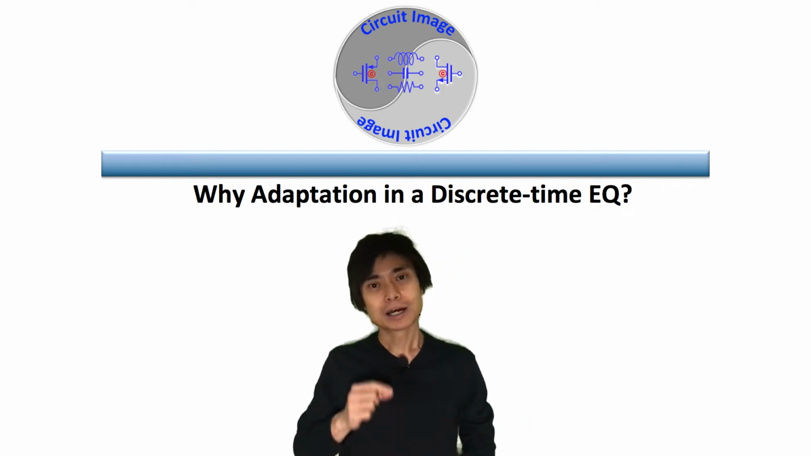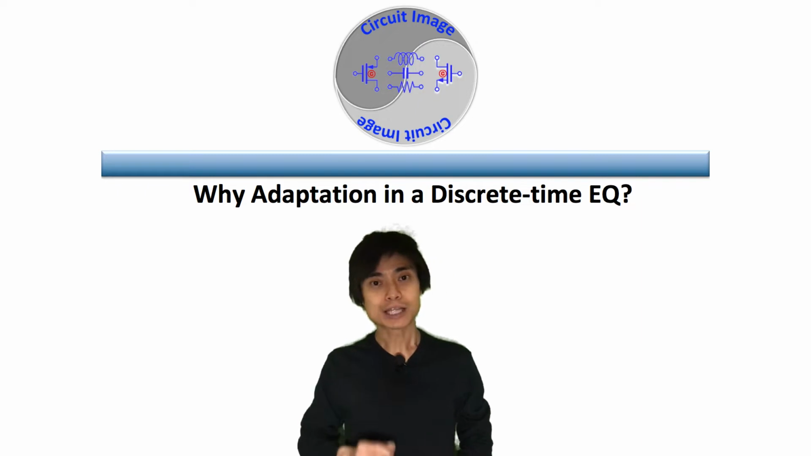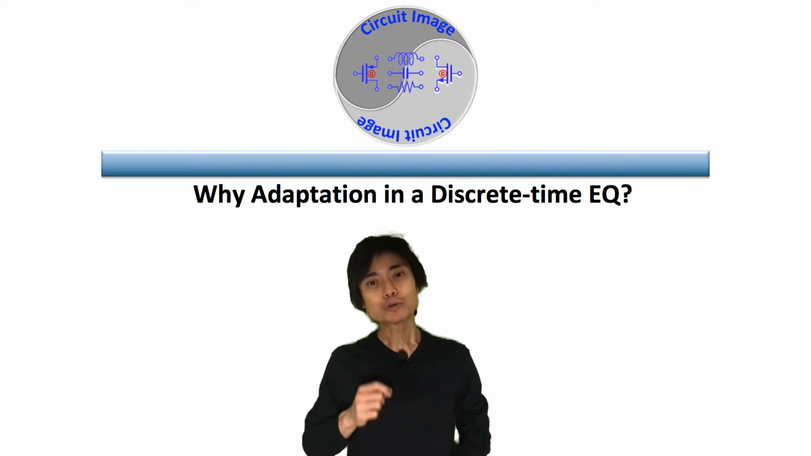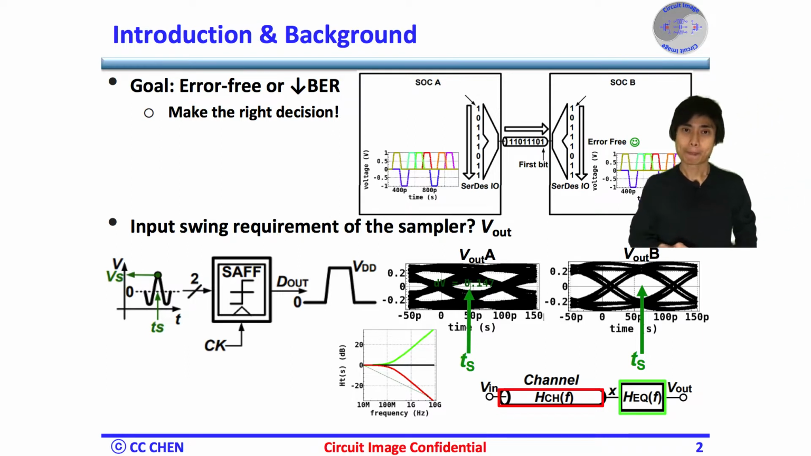In this video, I'm going to show the image of why you need the adaptation in a discrete-time equalizer and how to do it. As we discussed in the series of equalization videos, the goal of a link or a data transmission is to achieve a bit error rate under a certain level, like 1e-12 or 1e-15, and so on. In other words, we hope the receiver sampler can make the right decision most of the time.